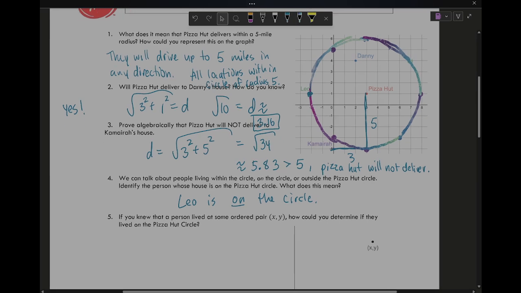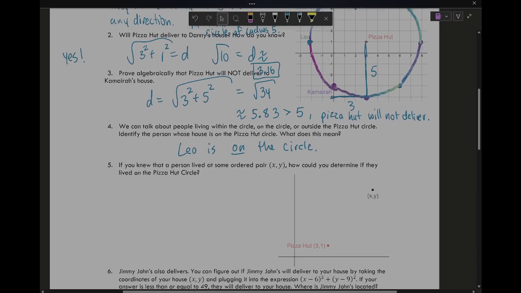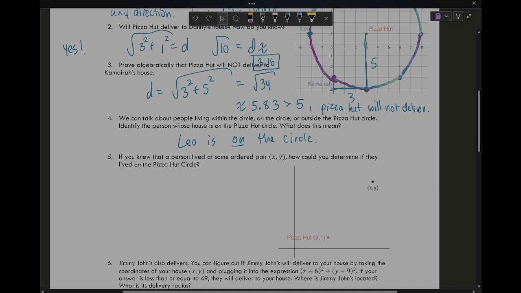Now, if you knew that a person lived at some ordered pair x, y, how could you determine if they lived on the Pizza Hut circle? Well, we would calculate the distance between this point x, y and 3, 1, and we'll see if it's 5. So calculate the distance from x, y to 3, 1.